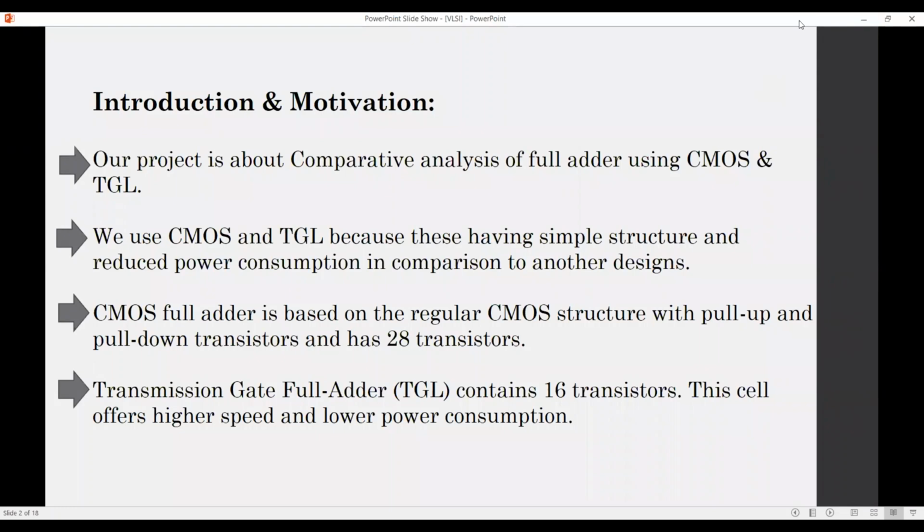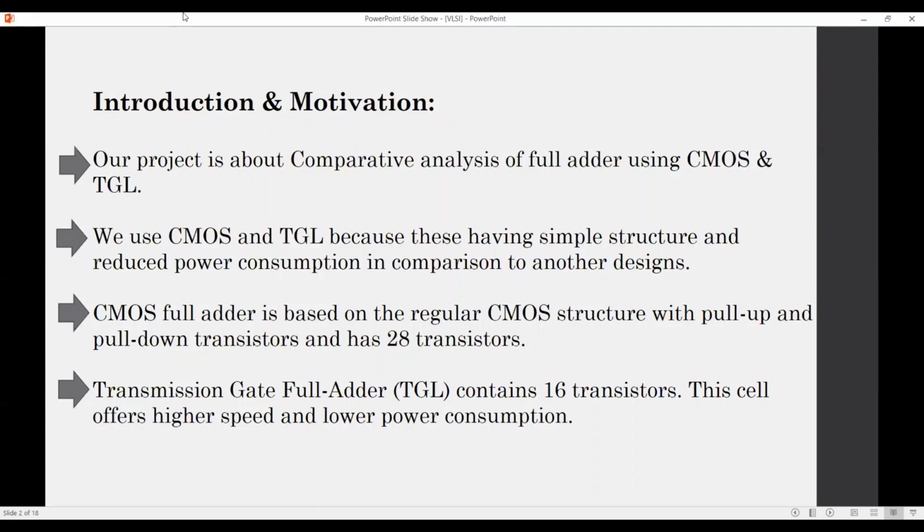Nowadays, increasing demand for mobile electronic devices such as mobile phones, PDAs, and laptop computers require the use of power-efficient VLSI circuits. As power dissipation is increasing as the number of transistors increases on a single chip, among all the familiar topics, we have chosen comparative analysis of full adder using CMOS and TZL because this full adder has a simple structure and it has reduced power consumption in comparison to other designs.